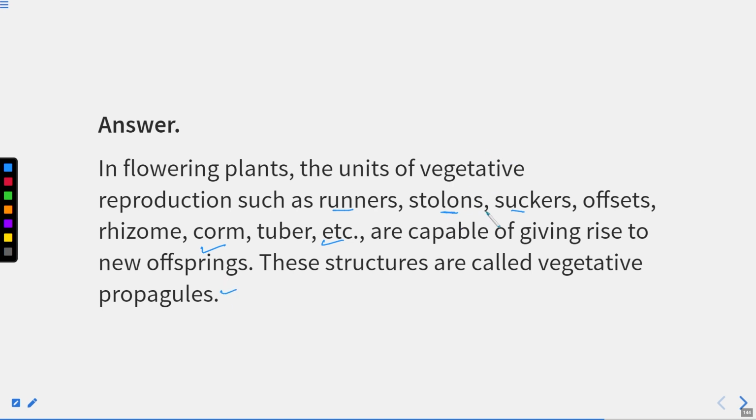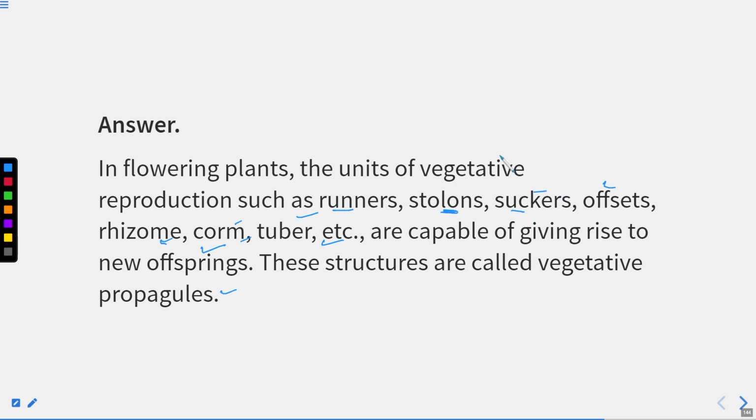You already know about stolon. Stolon is a prostrate stem. Okay, means it grows very close to the ground. Offset is also a part of a branch or a stem. Okay, you know about the potato tuber. It is a modified stem which grows underground and it stores water. Okay, rhizome also is a modified stem. Corm also. Okay, so all of these are vegetative propagules and they help in vegetative reproduction.